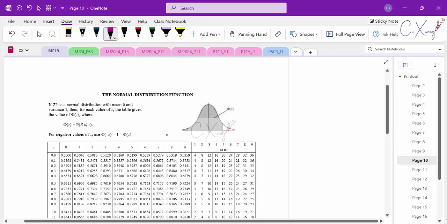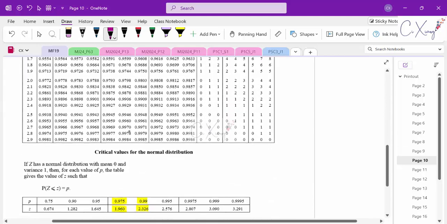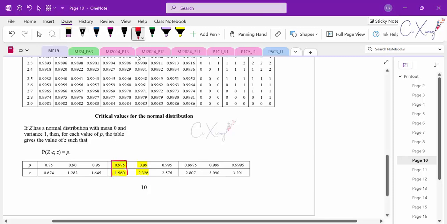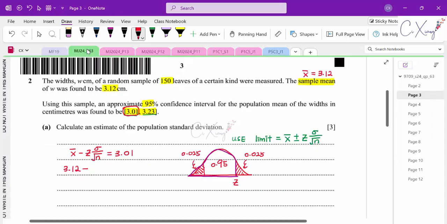Okay, so you go to the normal distribution table. Maybe you can look for the shortcut table at the bottom. Alright, so is there any 0.975? So I think you can see very clearly. 0.975 is 1.96 for the z. Okay, so our z value here will be 1.96.